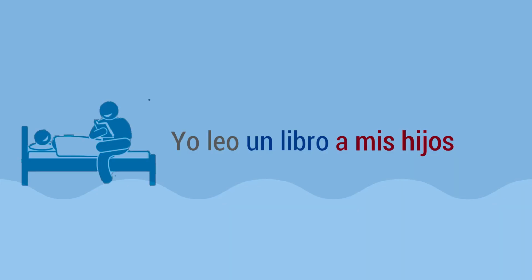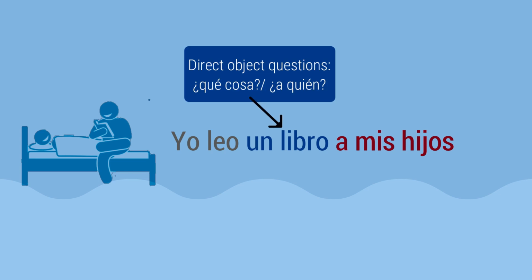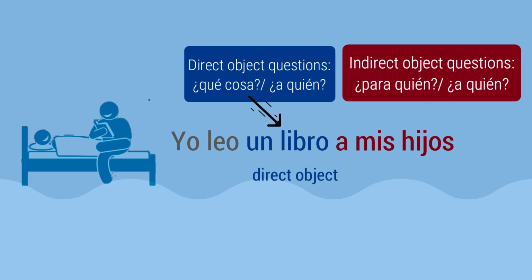Indirect object. Otro ejemplo. Yo leo un libro a mis hijos. Yo leo. ¿Qué cosa? Un libro, direct object. ¿A quién? A mis hijos. Indirect object.